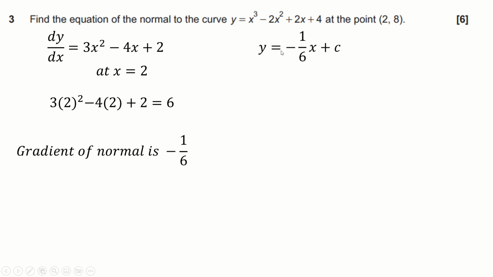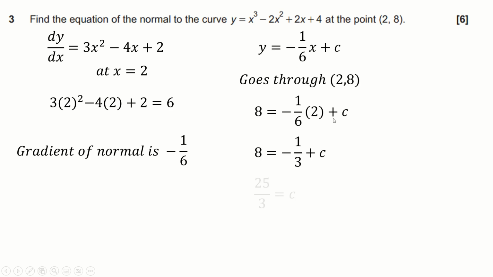And you can put it into this if you want to. You can use y minus y1 equals m(x minus x1). It's completely up to you. But I just do this and then shove in the values x is 2 and y is 8 back into there. And you can work out c doing that, and you get this, and then you just put it into there and you get the answer.